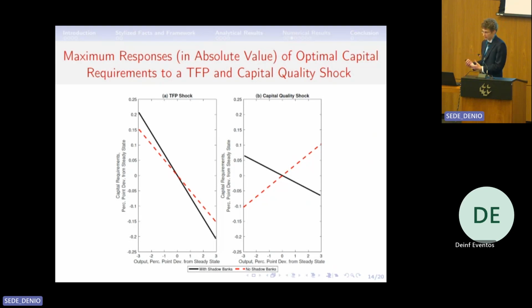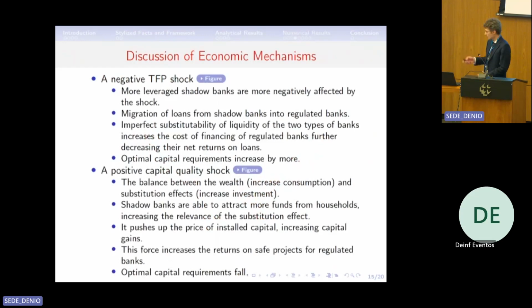And the capital quality shock is associated with the efficiency of investment, and it is similar to the Gertler and Karadi framework. I think I've already discussed the TFP shock. This is actually the reintermediation channel that I mentioned before. What about the capital quality shock? Here there is a trade-off, as usual in macro, between the wealth effect and, just very briefly summarizing.